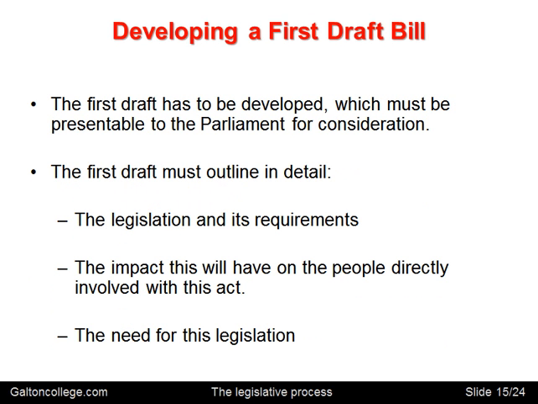Now, developing the first draft. The first draft has to be developed, which must be presented to Parliament for consideration. So the first draft is presented to the whole House of Commons. And it must outline in detail the legislation and its requirements, the impact this will have on the people directly involved with the Act, and also the need for the legislation. Was it required? Is it absolutely necessary? So the draft must outline in detail these issues.